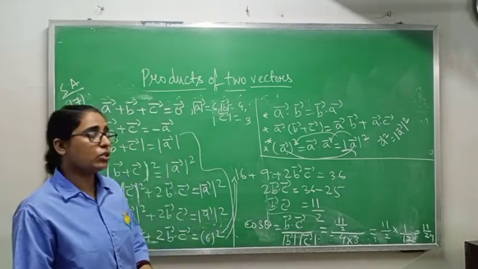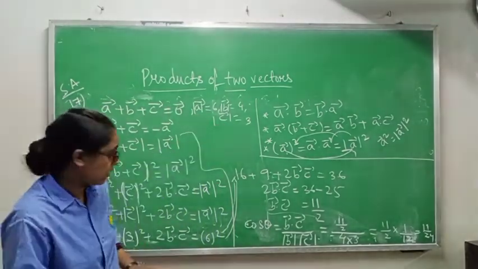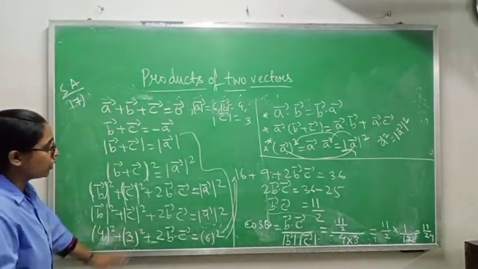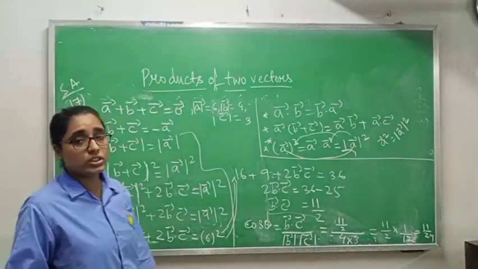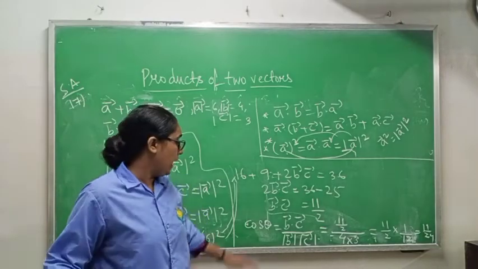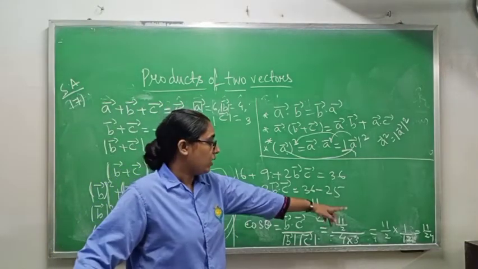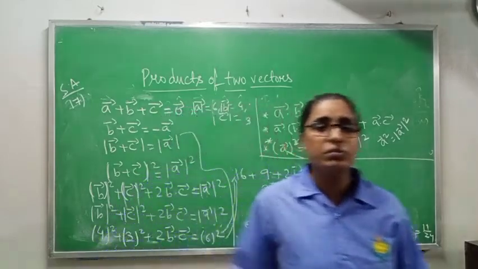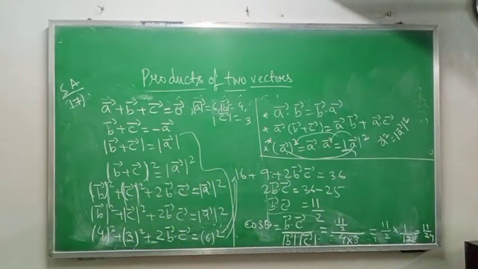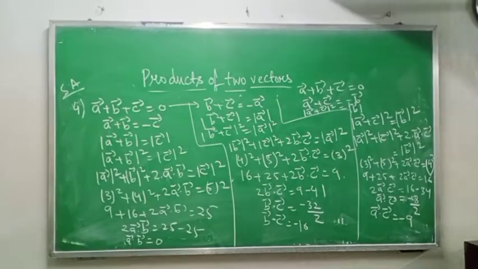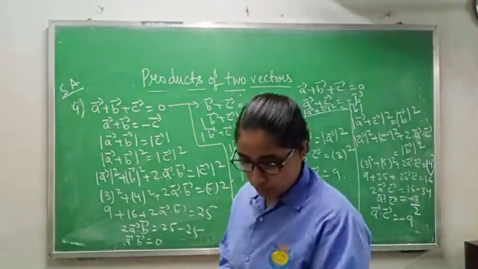Mod b and mod c we already know are 4 and 3. By solving this and putting the values, I am getting b vector dot c vector equals 11 by 2, and in the last we are finding cos theta, which is 11 by 24. Okay, solve this one. Class 12 C, short answer question number 4.